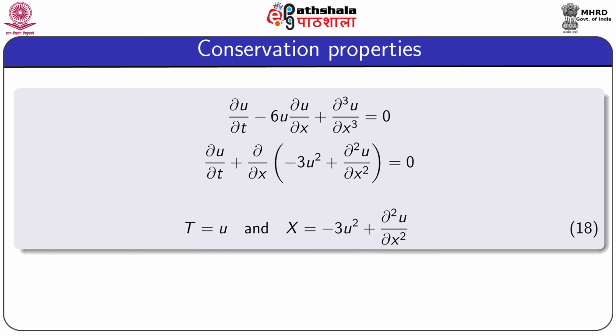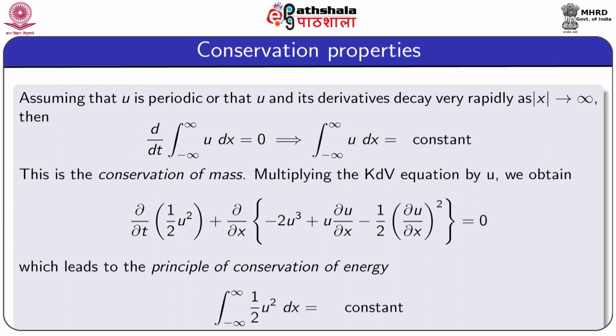Now, if we integrate this equation with respect to x over the interval minus infinity to plus infinity, that means over the whole real axis, we get d by dt of the integral of u dx equals 0, or the integral of u dx equals constant. So, the integral on the left hand side represents the total mass of the system. Therefore, this integral of motion represents the conservation of mass.